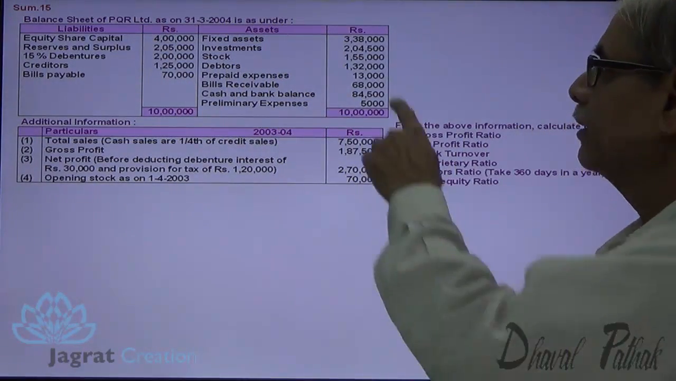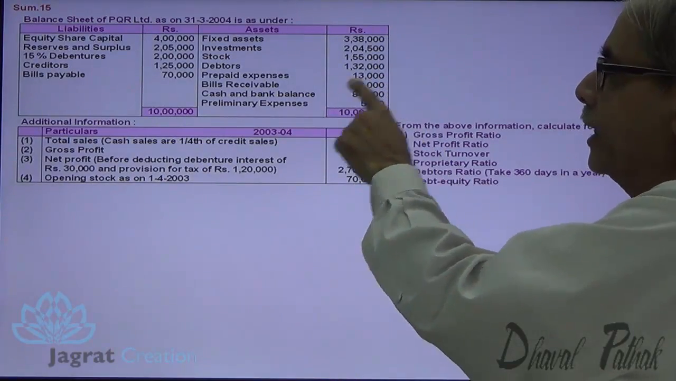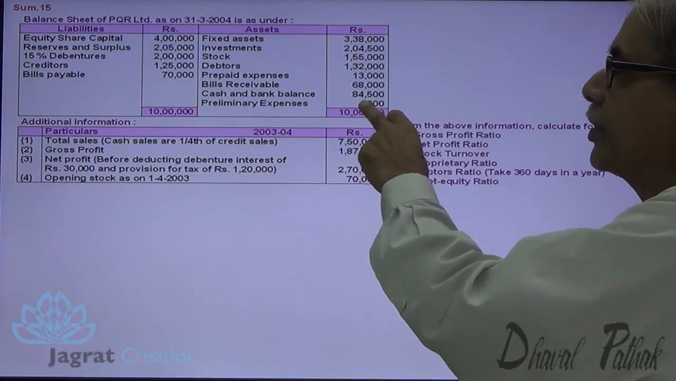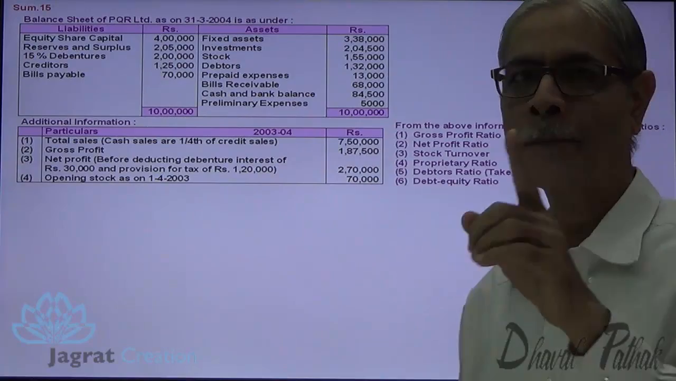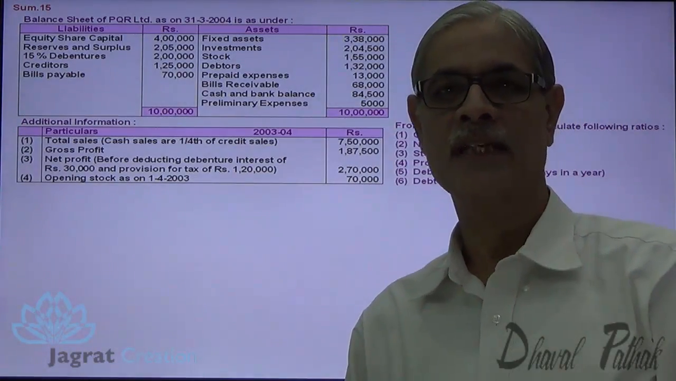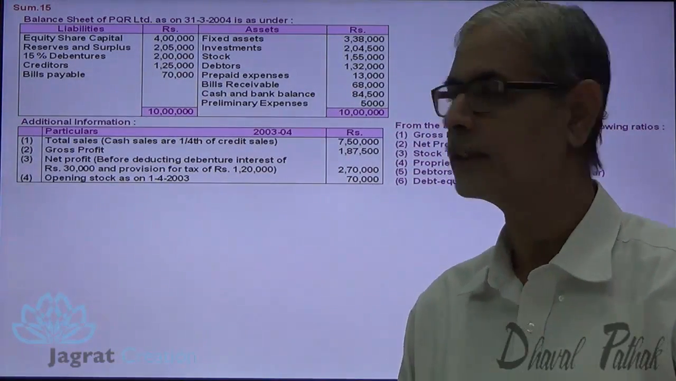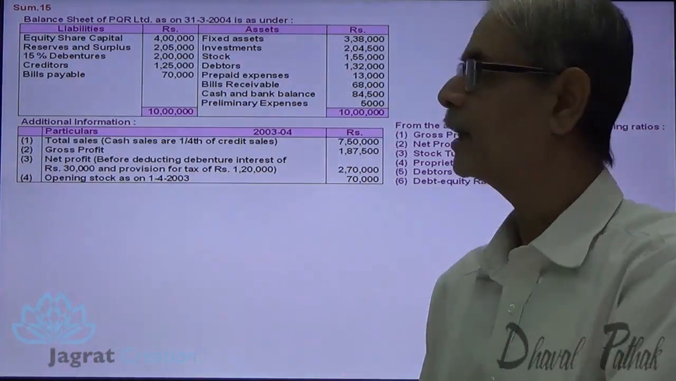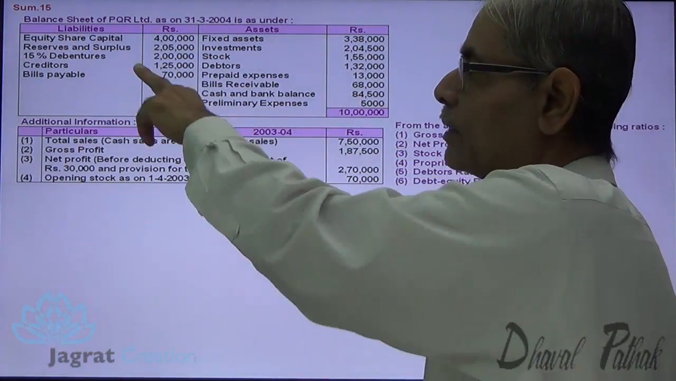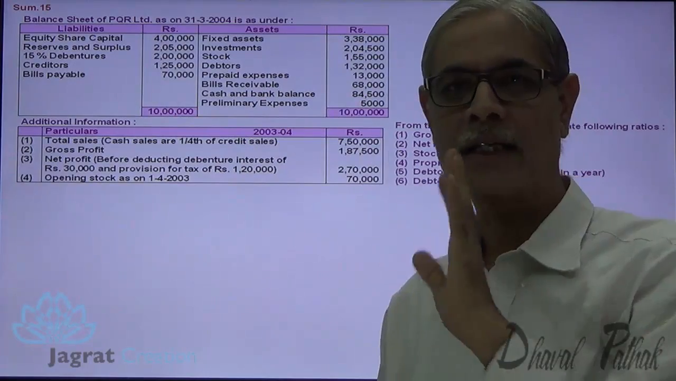On the asset side, you are given fixed assets, investment, stock, debtors, prepaid expense, bills receivable, cash and bank, and preliminary expense. Preliminary expense is a fictitious asset. It is not a real asset. Notice it. On the liability side, you are given equity share capital, reserves and surplus, 15% debentures, creditors, and bills payable.